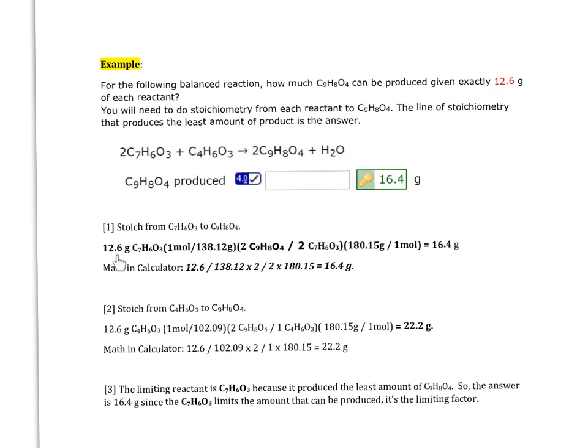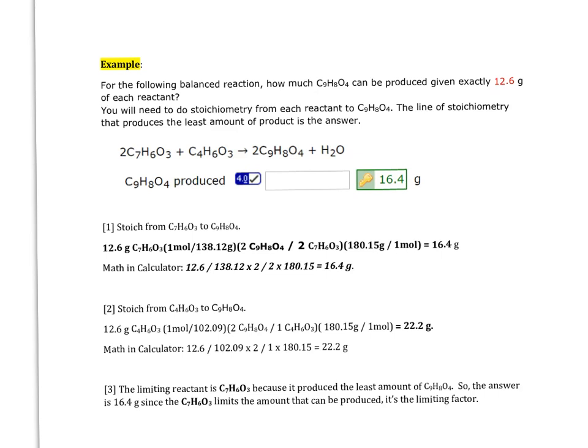So we'll start with 12.6 grams of the C7 thing, just because it's first. Change grams to moles. Do the mole ratio. There's 2 C9s to 2 C7s. And then we change the moles to grams of the C9H8O4. In my calculator, 12.6 divided by 138.12 times 2 divided by 2 times 180.15 gives us 16.4.